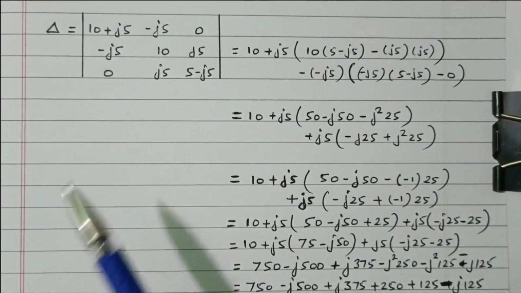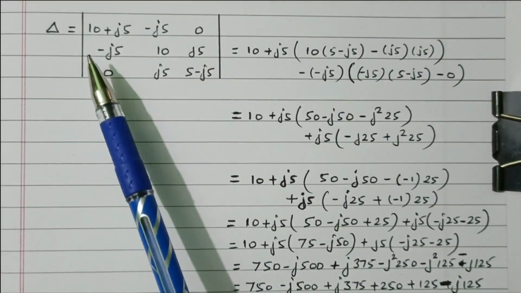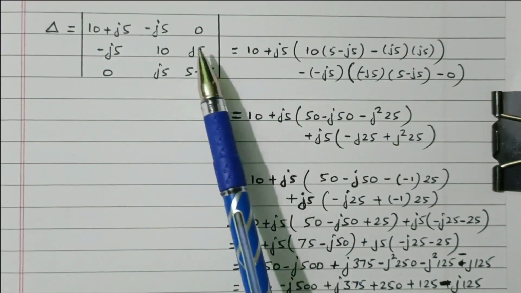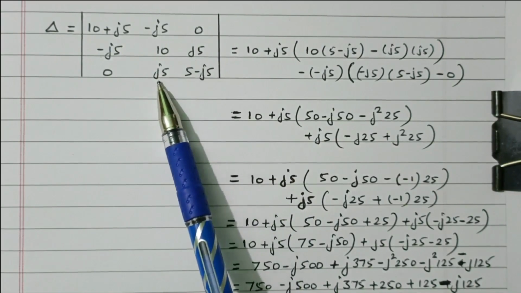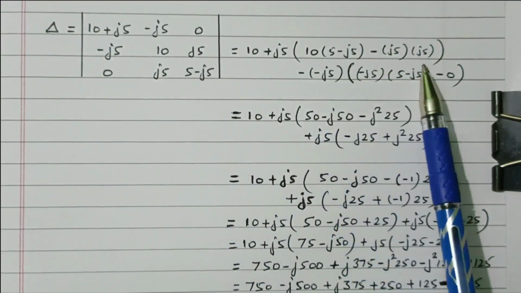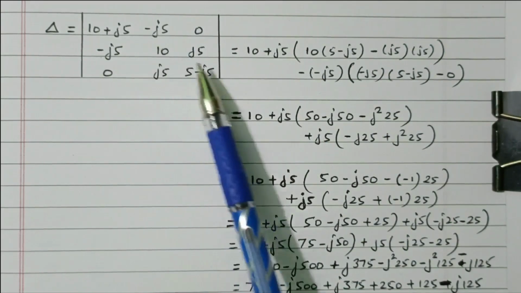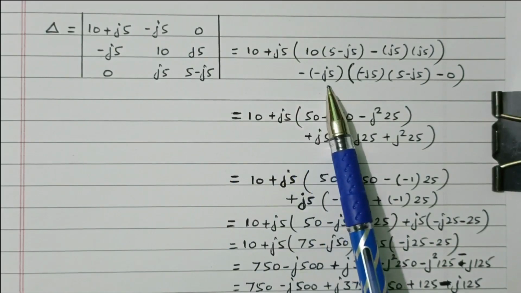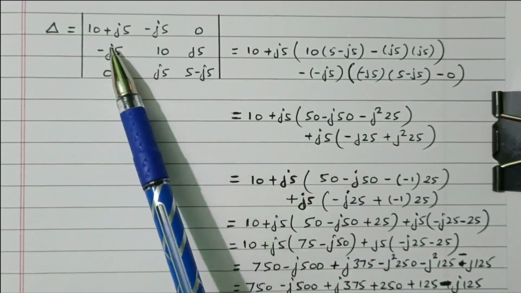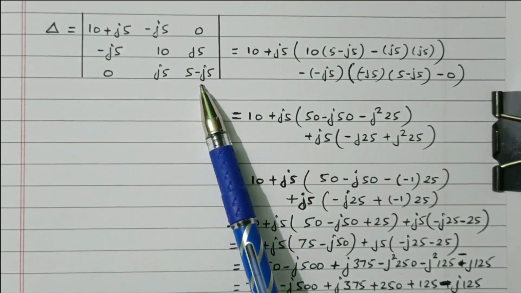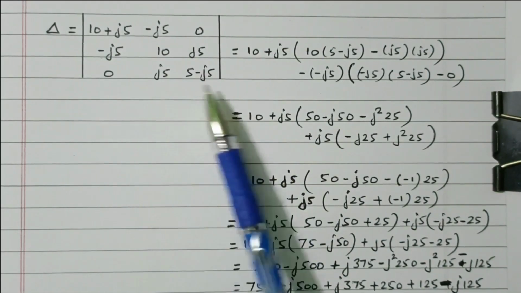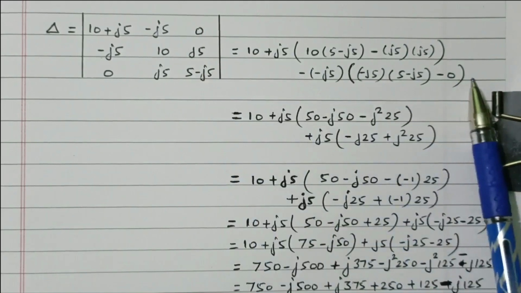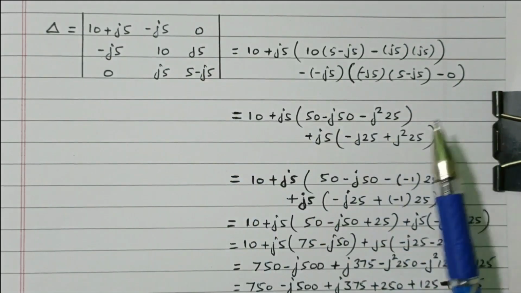So this is the delta value. We need to find the determinant: (10 + j5) multiplied by (10 into 5 - j5) minus (-j5 into j5). So this is given. Already a minus is there, so minus of minus j5, you have to multiply these two: -j5 into (5 - j5) minus j5 into 0. This third element is 0, so no need to worry about that, it becomes 0.